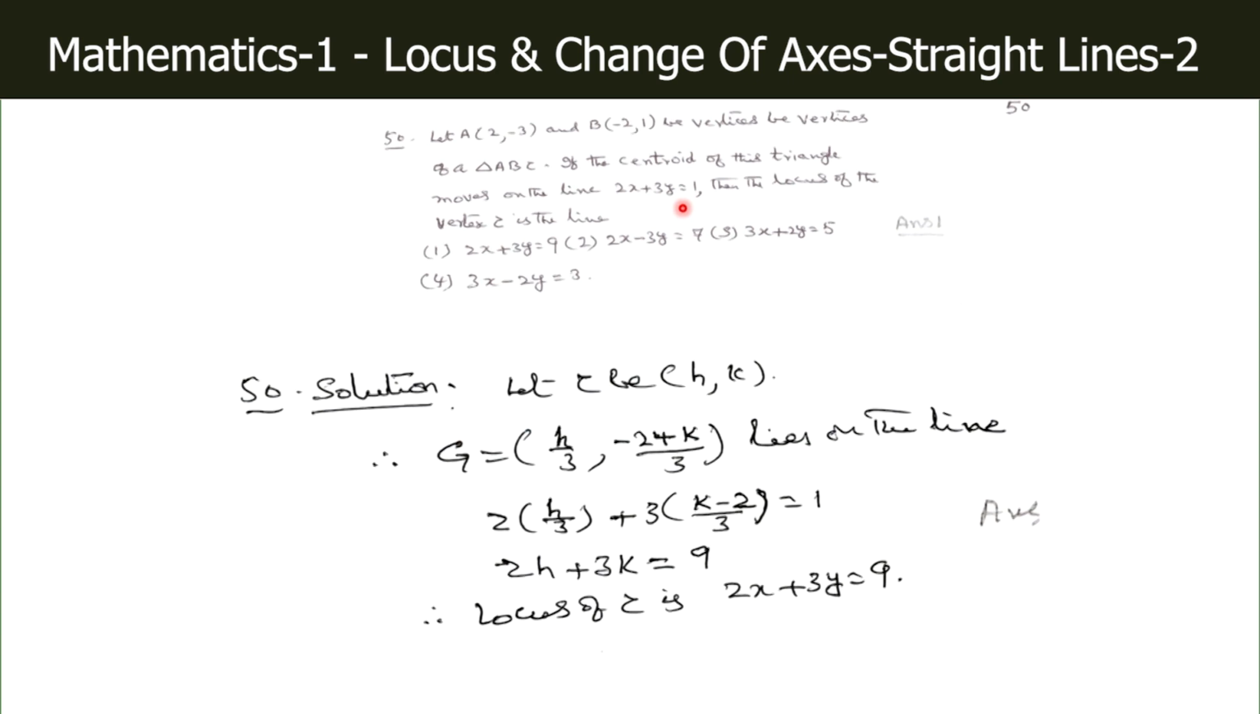Right. Number 50. Let A be (2, minus 3) and B be (minus 2, 1), vertices.